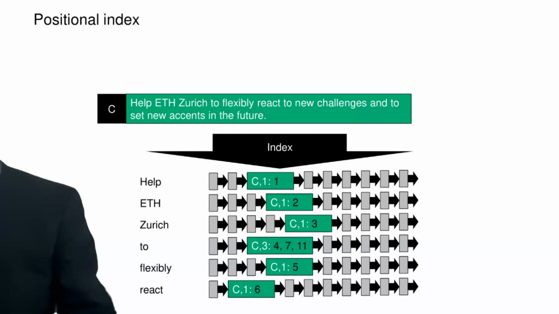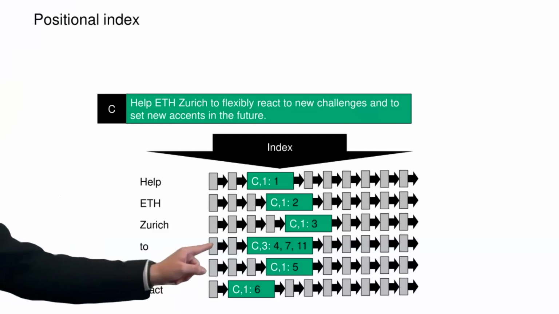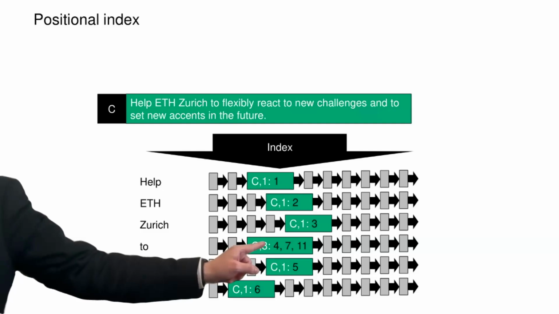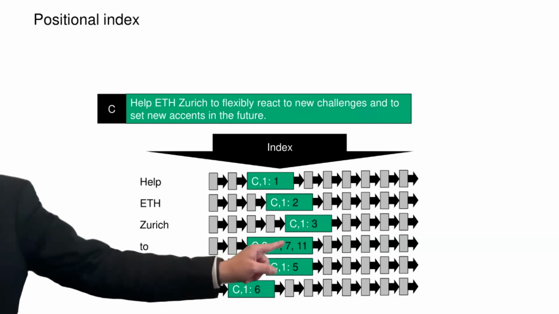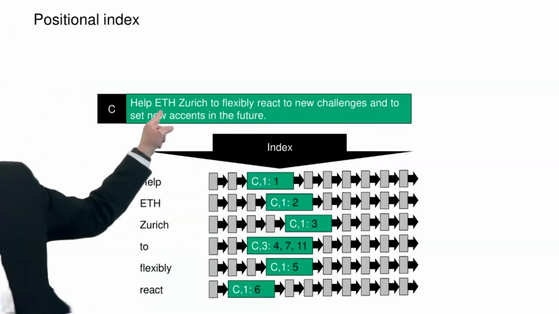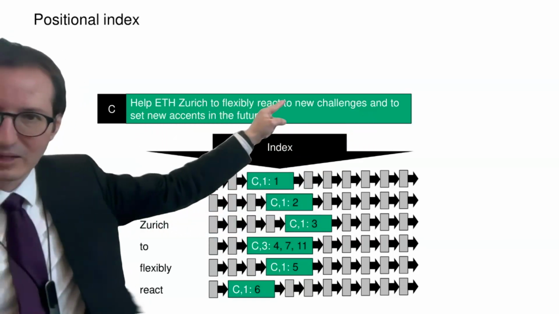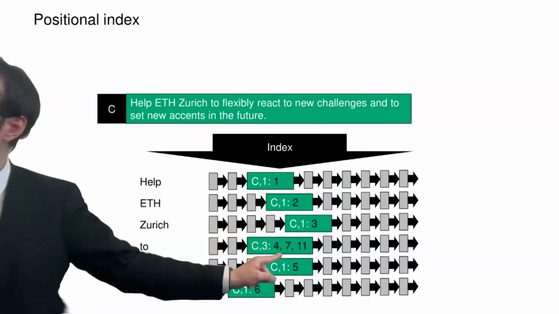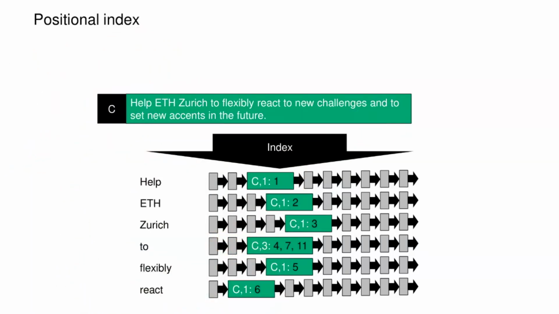And to give you an example, the word here would be in document C 3 times, that's the term frequency, at position 4, 7, and 11. And if I did it correctly, you can see position 1, 2, 3, 4, then 7, and then 11. So we have this information in here. Who thinks that now I have enough information to tell you which documents contain ETH Zurich one after the other?